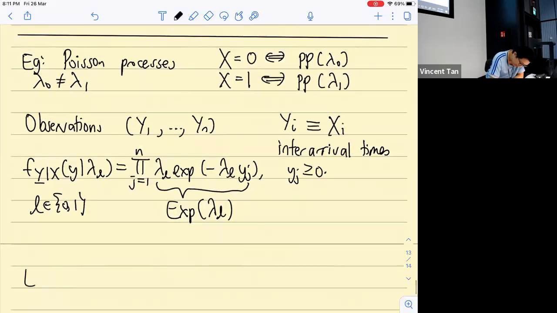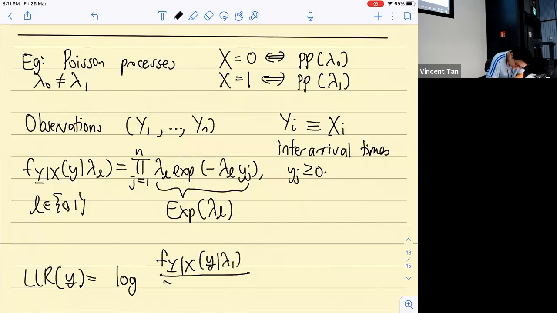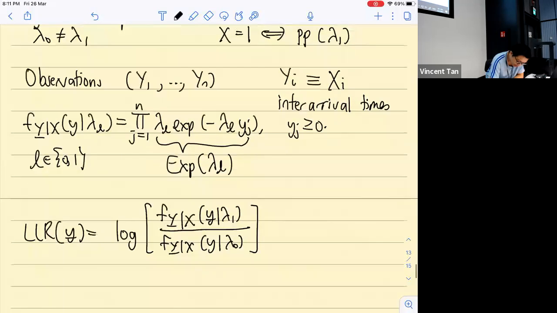So let's form the LLR, the log likelihood ratio of y. Now we take the log. My ln and my log are the same. Of f of y given lambda 1 over f of y given lambda 0. So let's do this slowly.